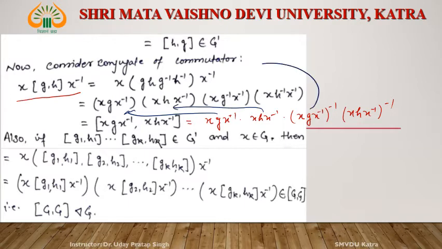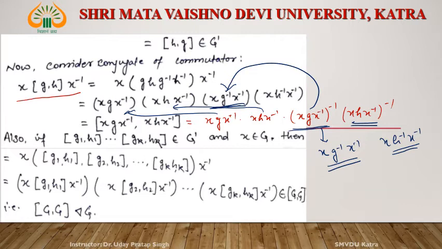And what is this? This is nothing but this thing. Apply the reversal rule. X inverse inverse, that is X. G inverse, right? And X inverse, this thing. And apply the reversal rule here: X H inverse X inverse. Okay, so this is nothing but X G X inverse X H X inverse, the commutator of this.